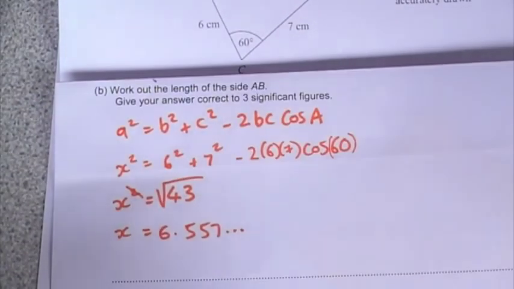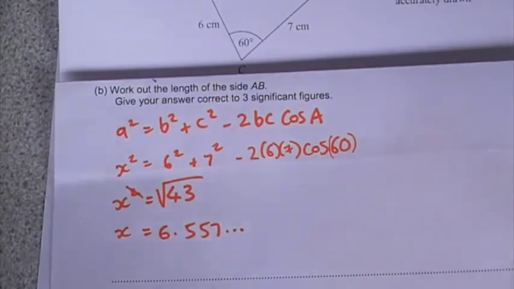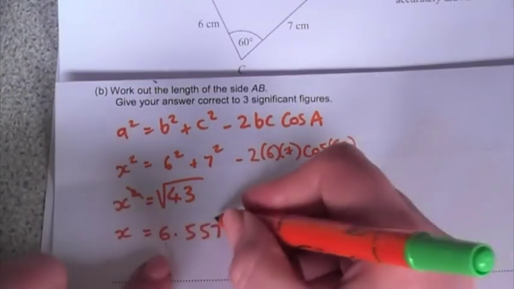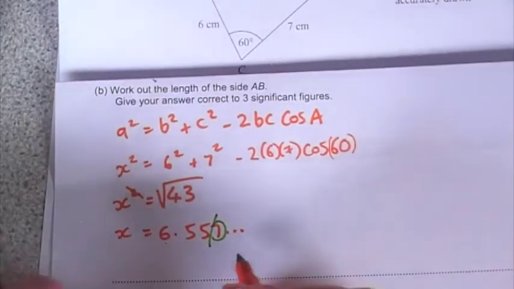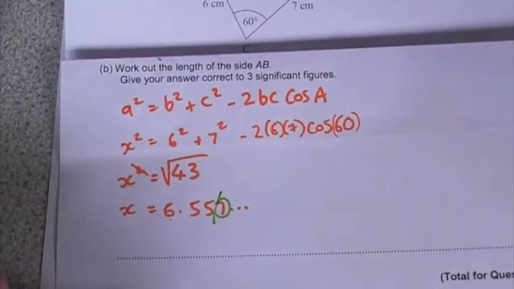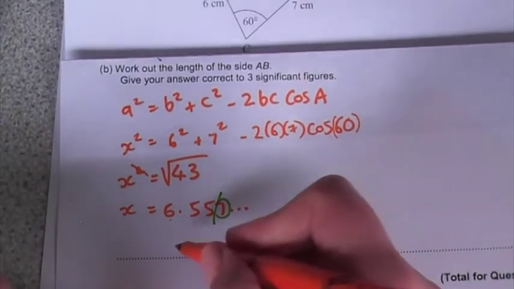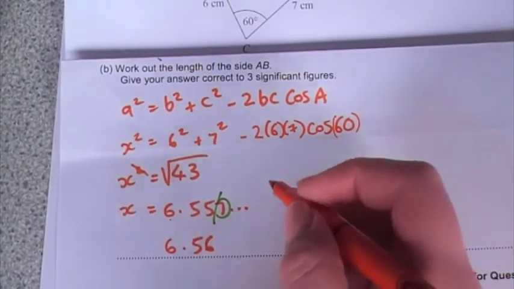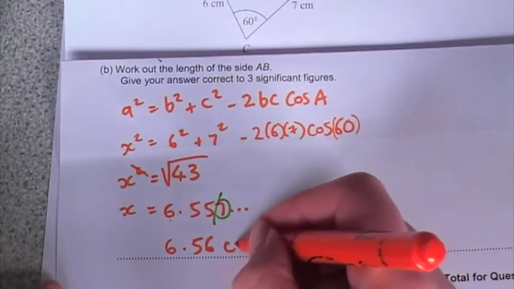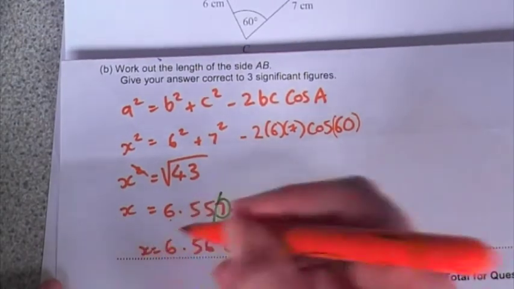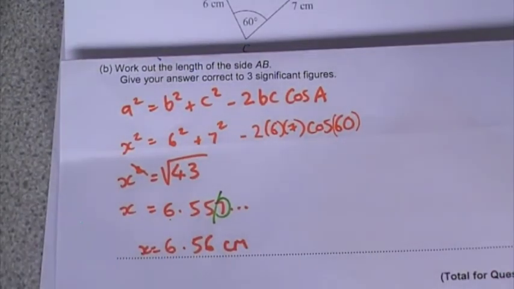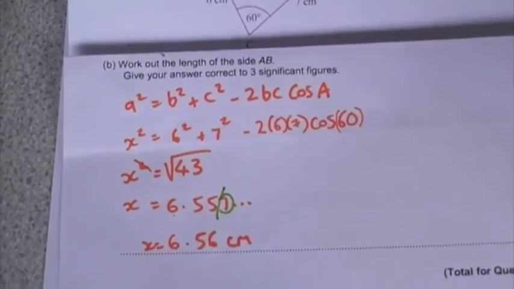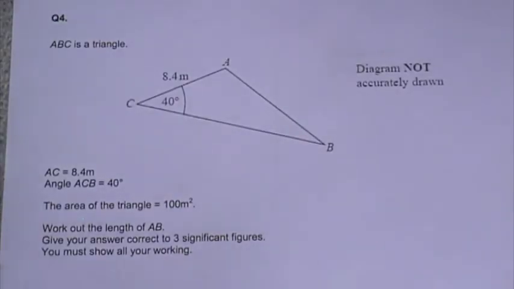That's 6.557... They wanted it to 3 significant figures. There's 1, 2, 3. Cut off. Pay respect to the fact that that 7 is bigger than 5, and therefore I need to round it up to 6.56. It's a length that we've had to find, so we need to put centimetres there. That's the cosine rule.